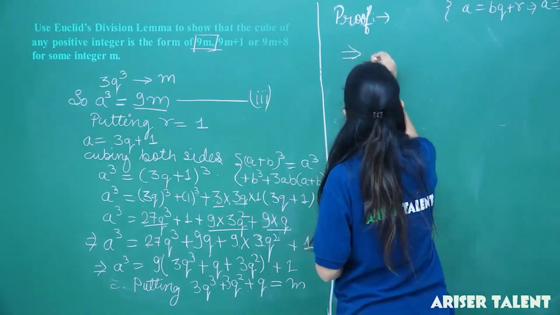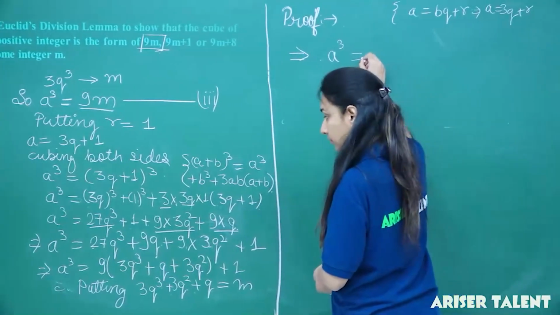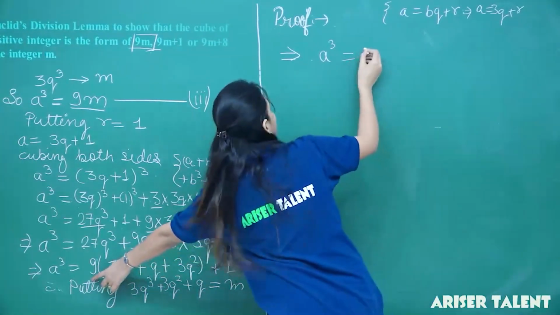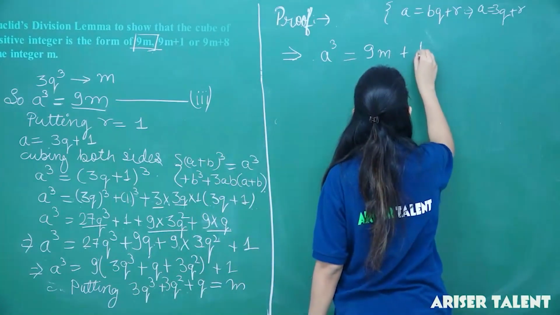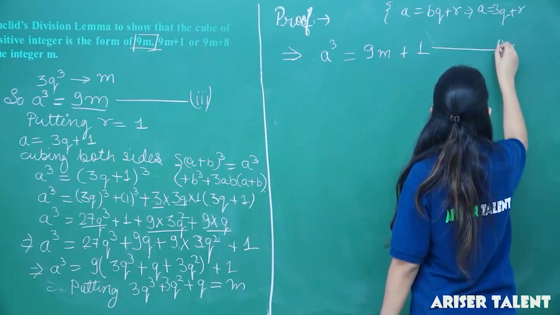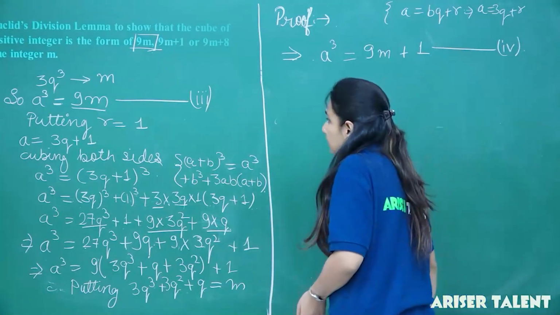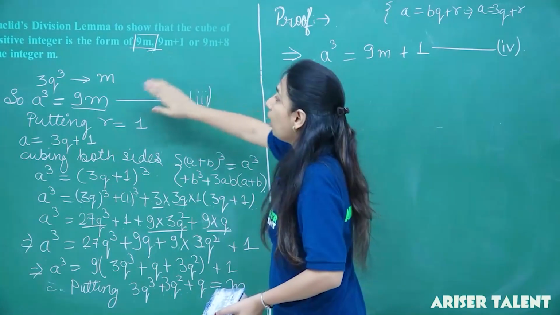This implies what? A cube equals 9m plus 1. This is our equation 4th. Now we have to put r equals to what?